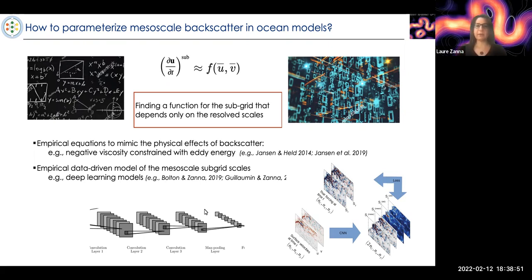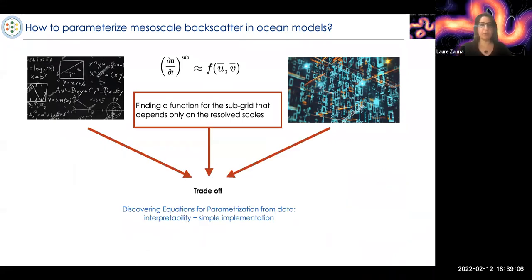So training a deep learning algorithm to actually find features, or find relationships based on features, that will represent the effect of mesoscale eddies on the large scale flow, trying to mimic this effect of backscatter or energy transfer. Now, the problem with both approaches, right?